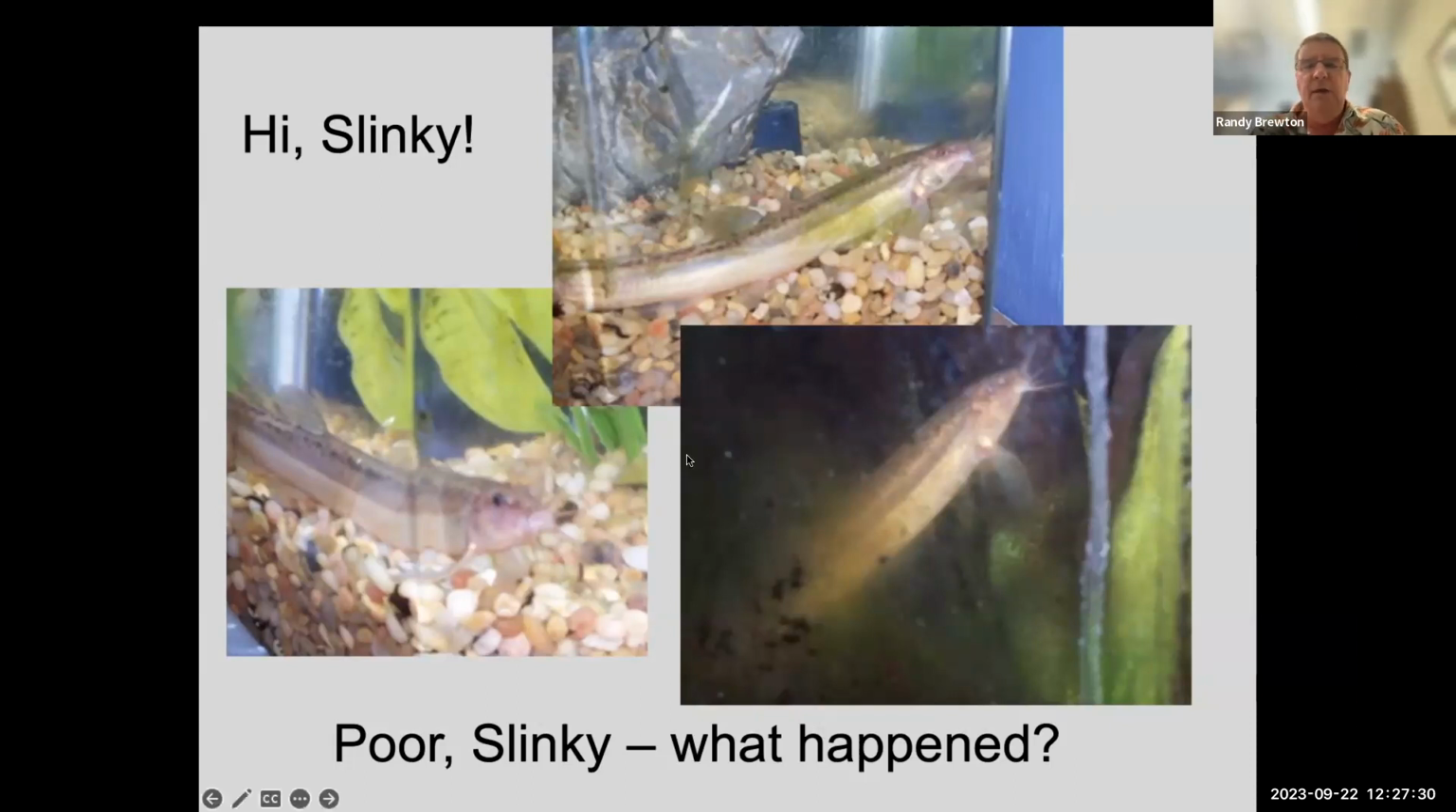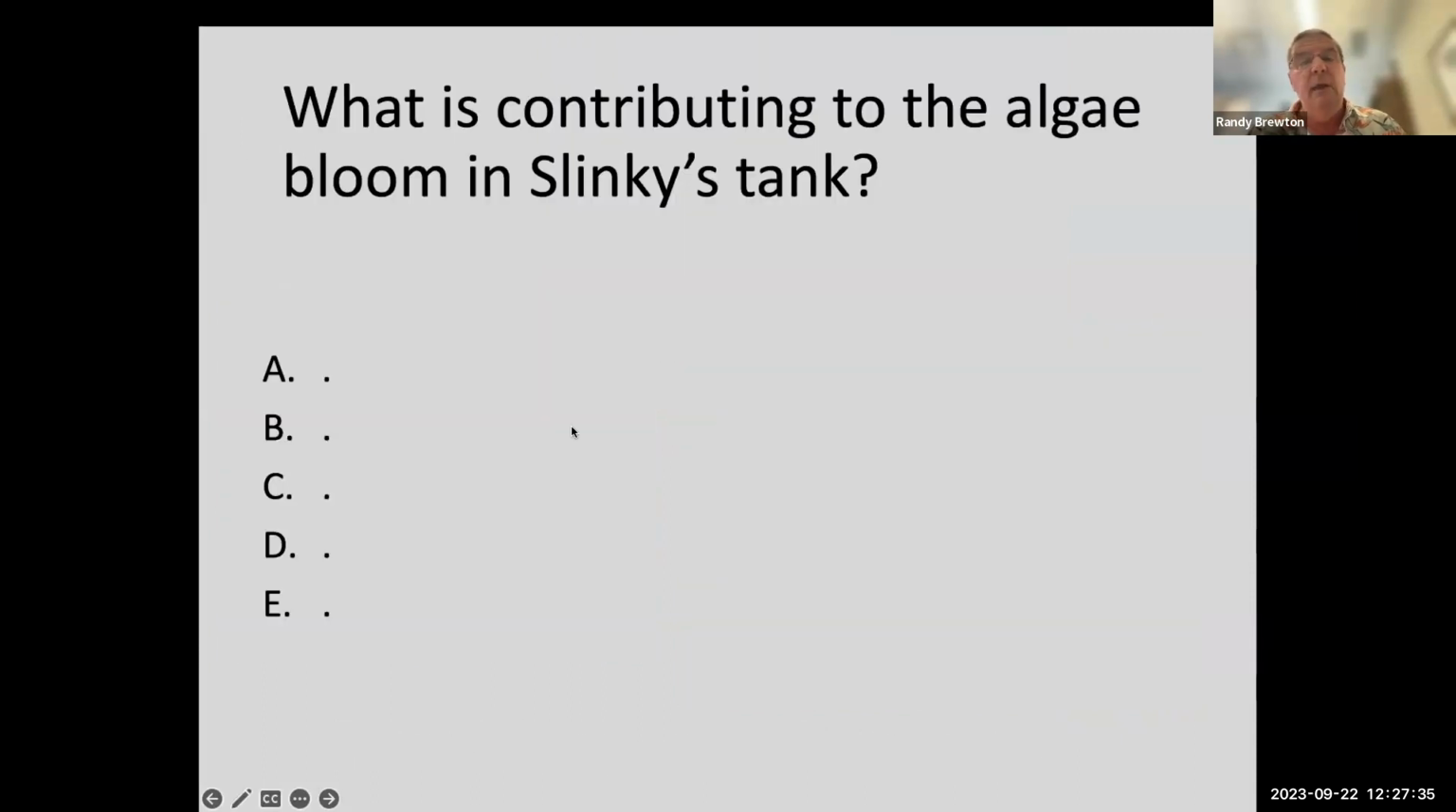But I could ask the students, okay, what happened to poor Slinky's tank? And give them the open-ended clicker questions. And so they can either offer suggestions in an in-person class, or they can put things in the chat. I'll type those in, and they get to vote on their suggestions about Slinky's tank.